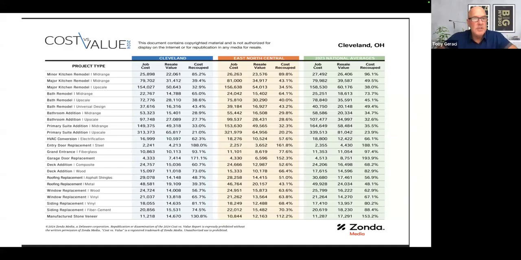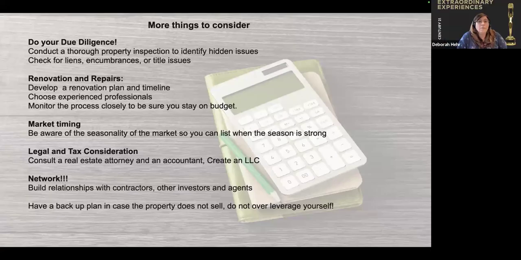So, next. Do your due diligence: conduct a thorough property inspection to identify hidden issues, and check for liens, encumbrances, or title issues. I'm mostly talking to you guys so that you know what you should be doing if you want to fix and flip. But you can also, like I said, educate your clients on it.